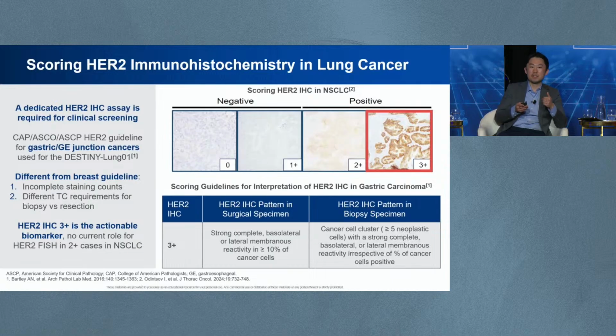And then there are actually different thresholds for whether it's a biopsy or resection. So for biopsies, you have a little bit of a lower threshold. Those are the two main differences from the breast guidelines. And we really need to make sure that our pathologists are using the gastric guidelines for lung cancer. And again, HER2 IHC 3+ is the actual biomarker, and right now there's no role for HER2 FISH in 2+ or equivocal cases.